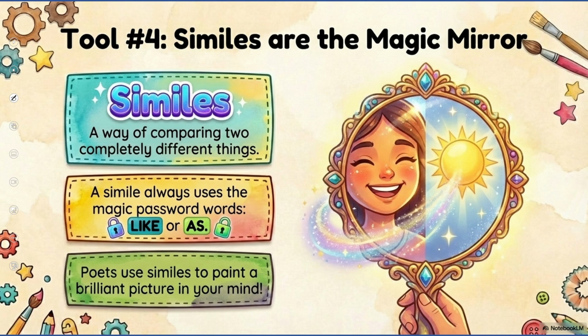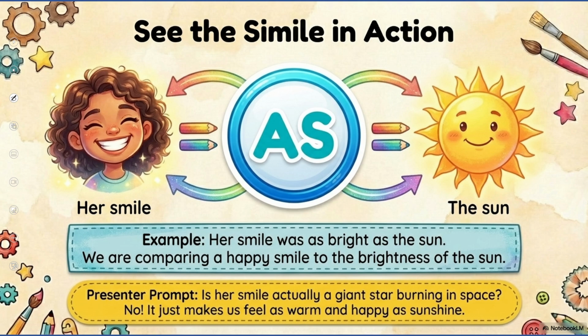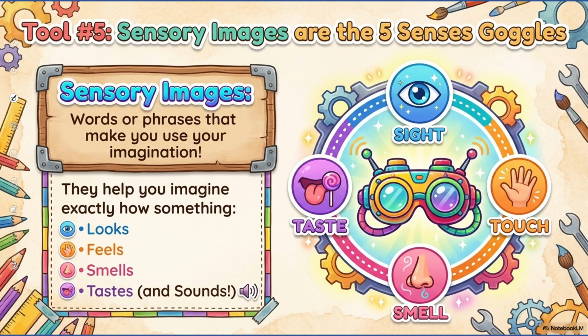The other one is similes. Simile means to compare two things, and when we compare two things, we use 2 magic words, like or as. Now look at this example. For example, her smile as the sun. We can use either as or like. So similes are a very important part of poem making.